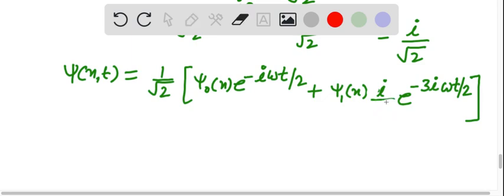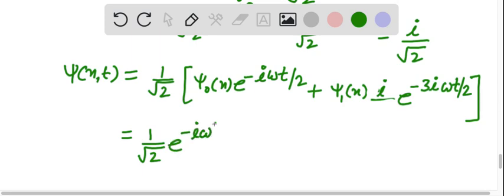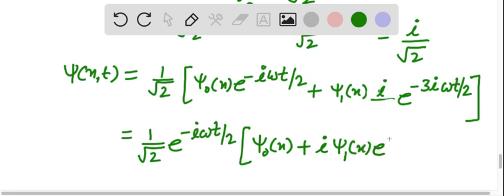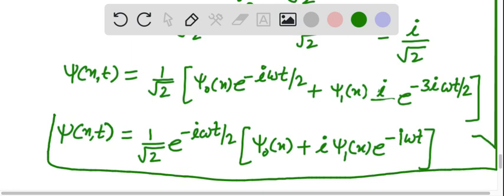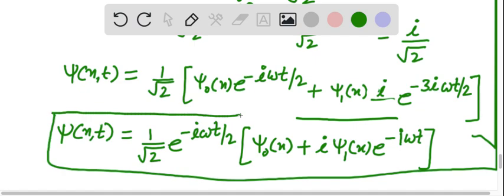Now 1 upon root 2 e power minus i omega t by 2 is common, so the state is psi naught x plus i psi 1 x e power minus i omega t, because i omega t by 2 and i omega t, if you add, then you will get 3 i omega t by 2. So this is the state in which the expectation value of the momentum is maximum, and the probability of getting E naught and E1 is 50%. Thank you.